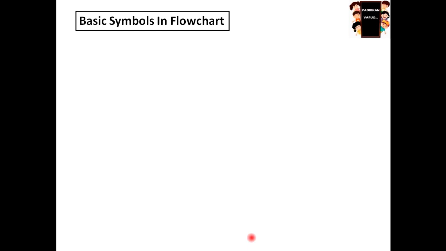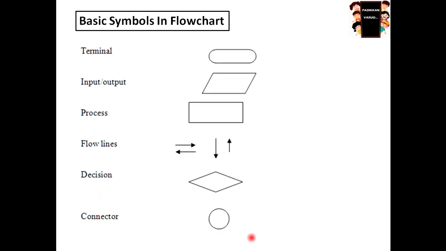Then the flowchart stands for the pictorial representation. So the flowchart definitely needs some symbols in order to represent the various ideas or concepts. The basic symbols in a flowchart: the first one is the terminal symbol, which is used to indicate the start or the end of the procedure. The next one is the input or output symbol, which is used to input particular variables into the program, or to display the output of the program.